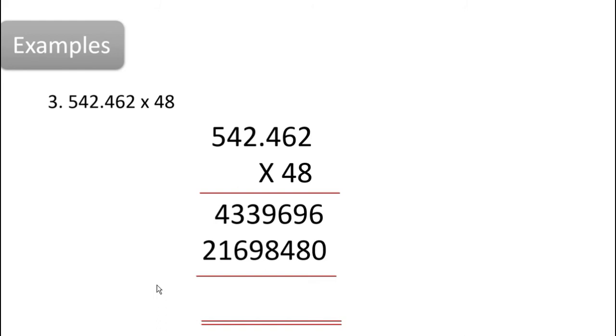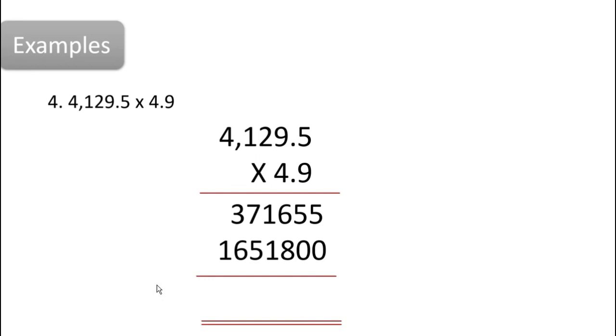The next example is 542.462 times 48. By ignoring the decimal point, multiplying completely as if they are whole numbers, we get the answer 26038176. After adding the decimal point, we get the answer 26,038.176.